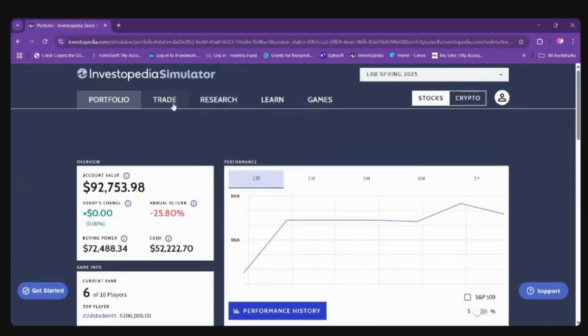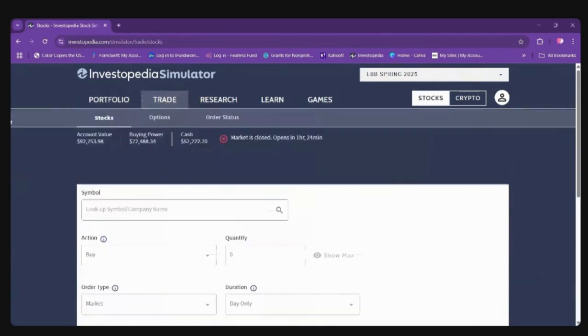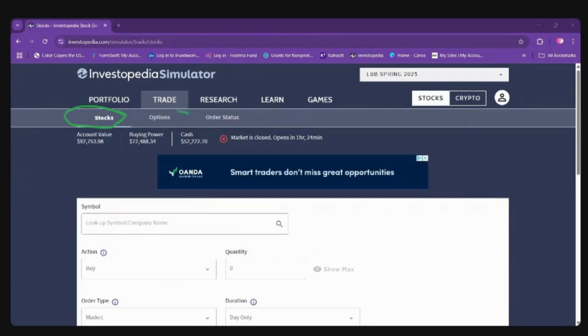Okay, we're back. So the system has a timer here. So again, when we first get in, you're going to see something that says portfolio. We're going to click on trade. When you get to trade, you're going to see the options, stocks, options, and order status. So we want to focus on stocks at this time. Options is something completely different, but what we want to do is, again, familiarize ourselves with the platform.